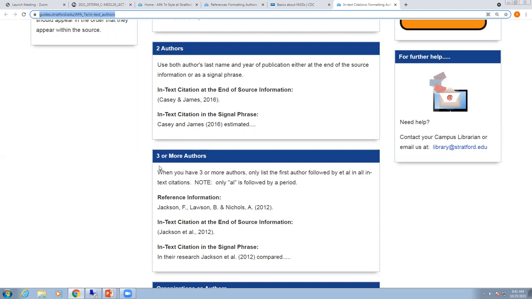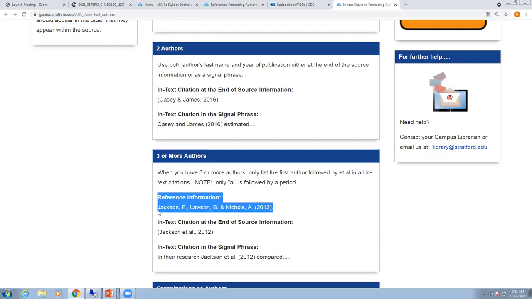So if you've got three or more authors, okay, if this was my author field of my reference and my year of publication, I've got three authors here. What you're going to do is list the first author, which is Jackson. You're going to use the words "et al." in your in-text citation, and then the year of publication. Okay, so in this case, this would come at the end of your paraphrase or quote. And since I've got three authors, I've listed Jackson et al. 2012. Or if you put it at the beginning, in their research, Jackson et al. 2012 compared and so on.